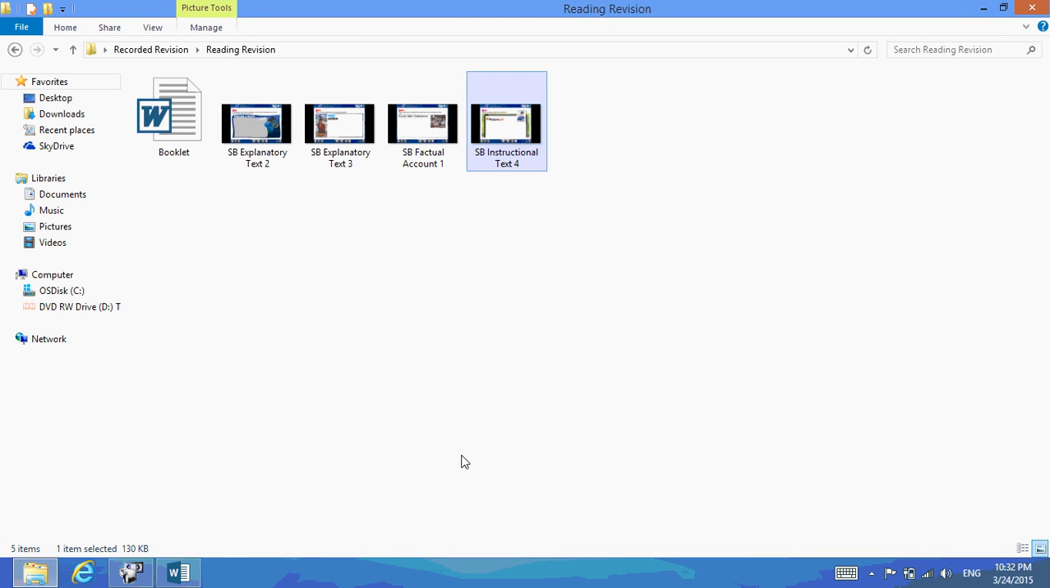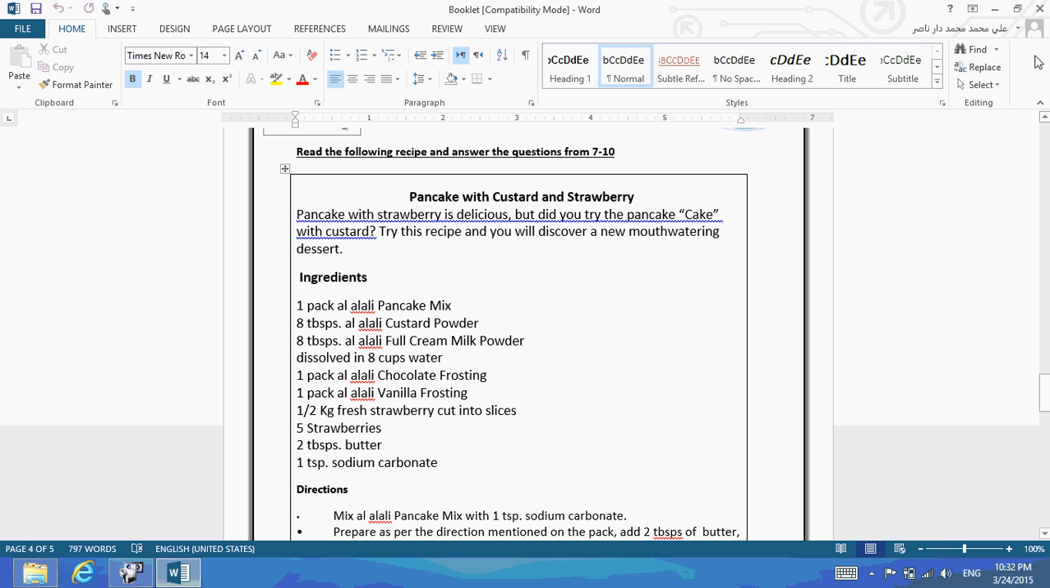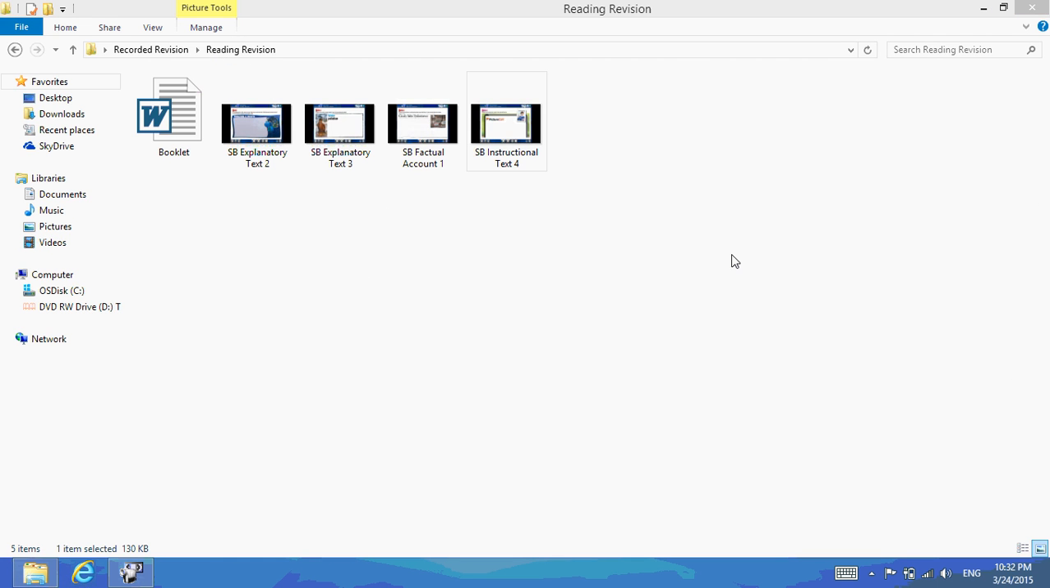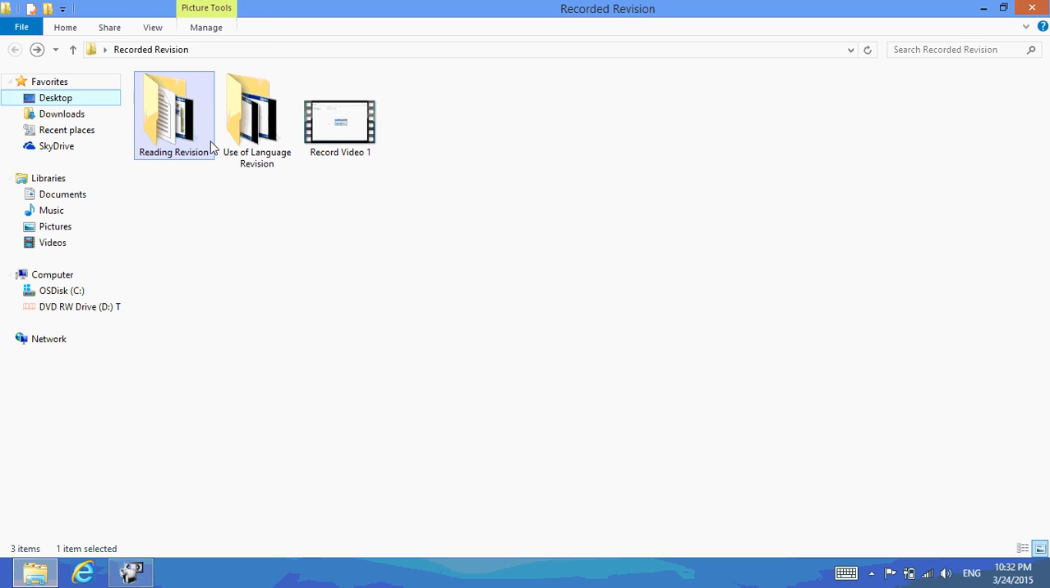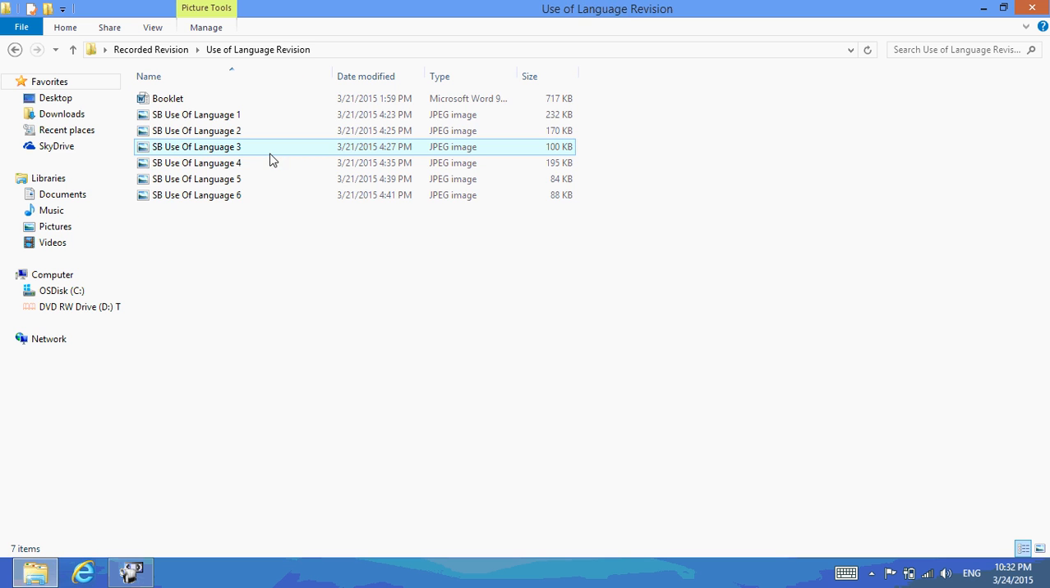That's all about revising reading texts that will be included in the third assessment. Another booklet has been prepared under the title Use of Language Revision. In the third assessment, there will usually be 7 questions on the use of language.